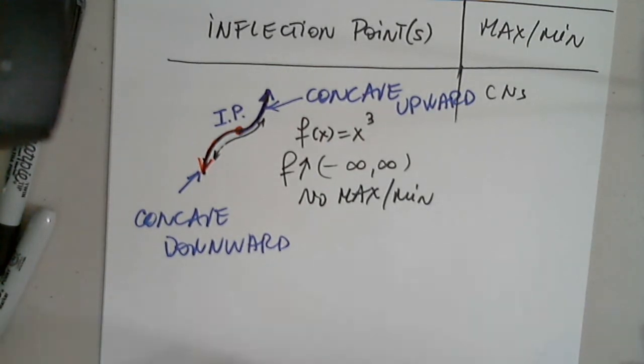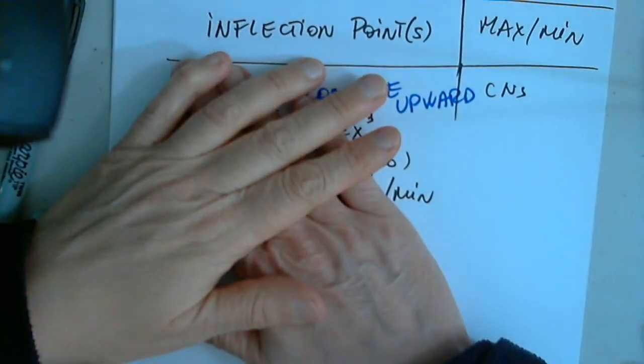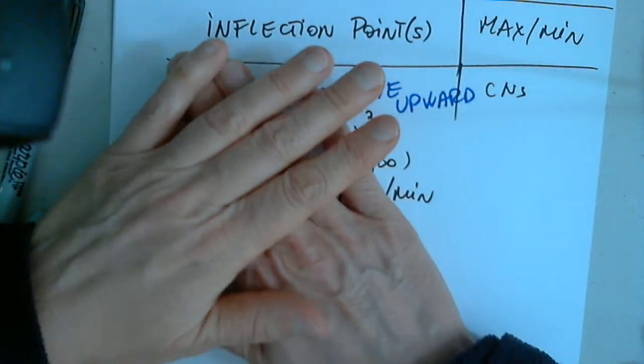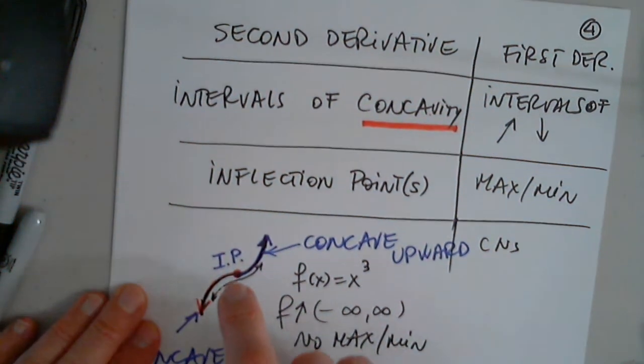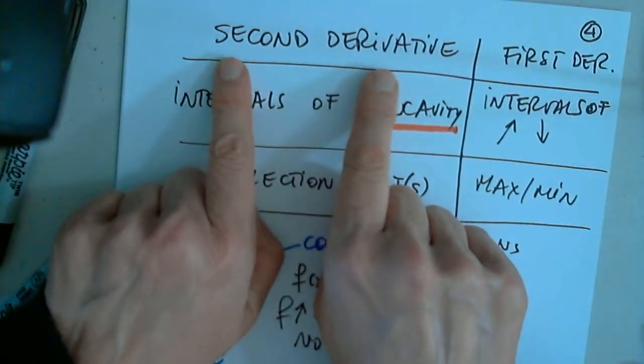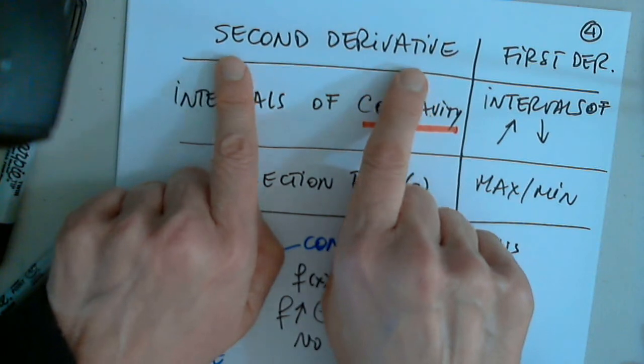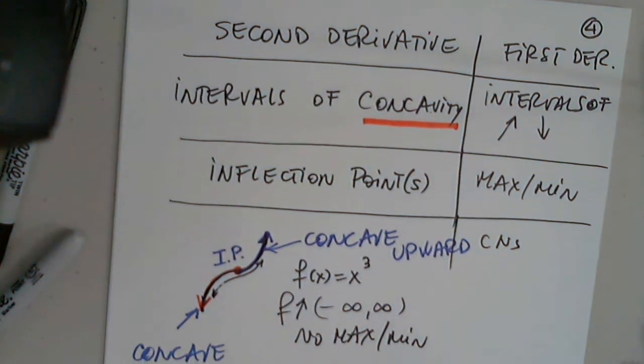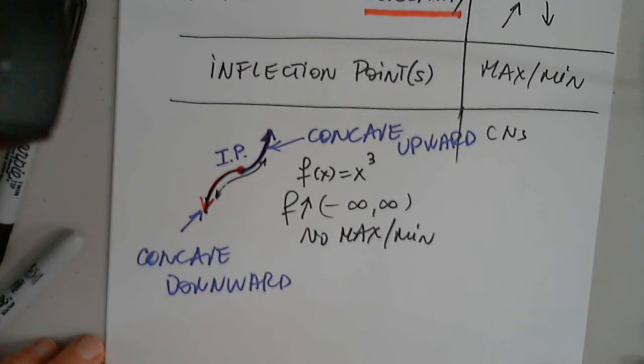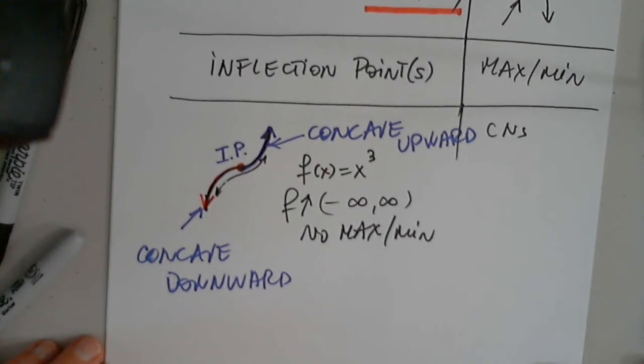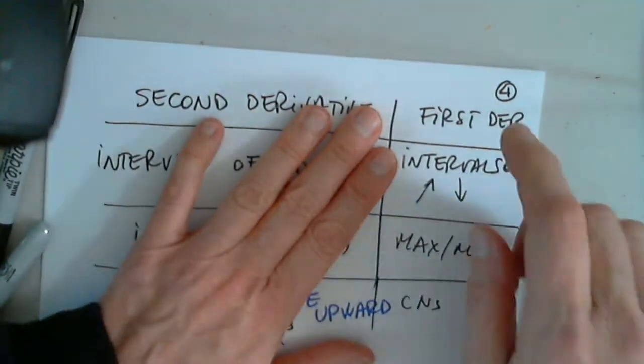Sorry to interrupt, but make sure I understand this right. Is the concavity the concavity of f of x, or the first derivative? This is the function, and the concavity, the inflection point, will be given by the second derivative. So the relationship is between the second derivative and the original function. Absolutely.